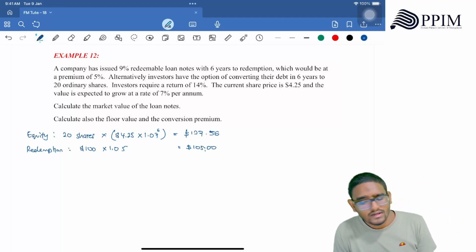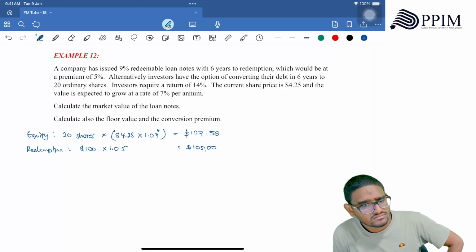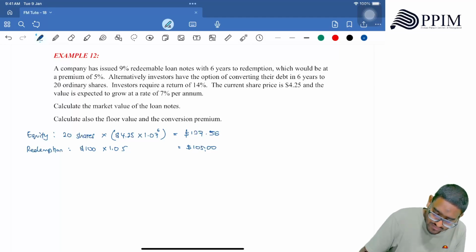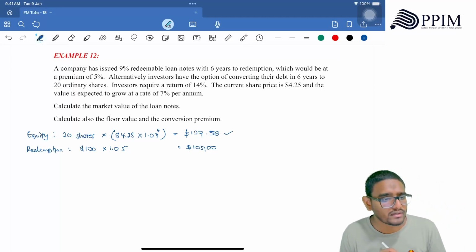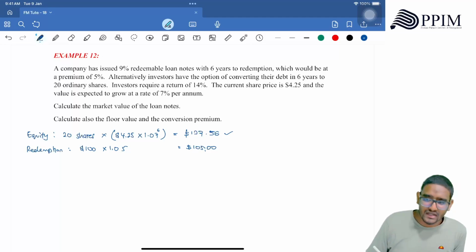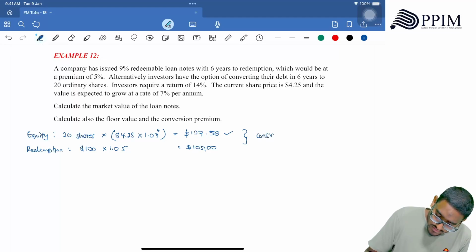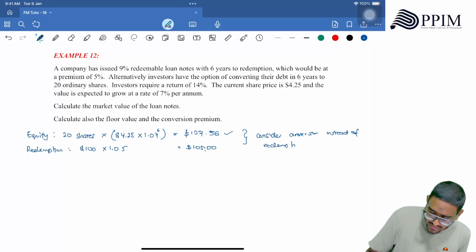As a rational person, what would you like? Equity. As a rational person, you have to be rational. I don't know personally whether you are rational or not. If you're radical, I can't help it. But rational people will select 127.56. Why? Because? Okay. So therefore, you can say consider conversion instead of redemption. So it's very clear why we select the conversion option.